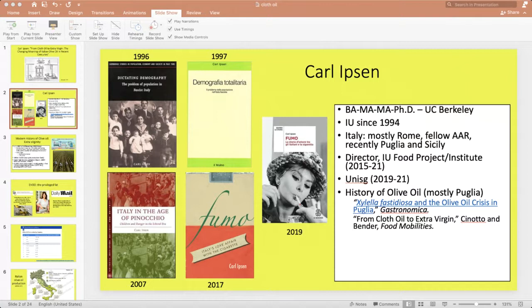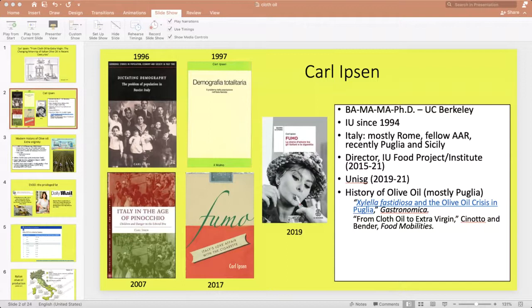This is my own attempt at a biography. I'm originally from California, now also an olive oil producer. I studied at UC Berkeley, where I got a string of degrees, and then came to Indiana in 1994. I did all my dissertation research in Rome. I spent a number of years in Rome over the past few decades doing research on projects that you see here. Those are my major publications, including two translations into Italian. I'm a fellow of the American Academy in Rome, another reason that I've spent time there. But lately, my interest has been in southern Italy, and I've spent time in Puglia and, to a lesser degree, Sicily.